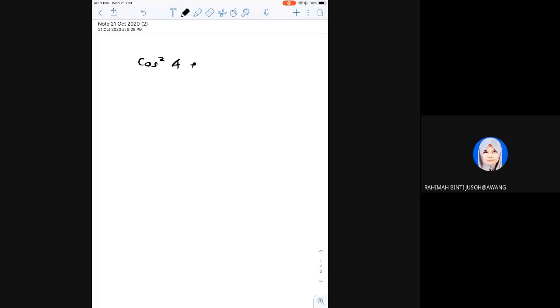Cos squared A plus sin squared A equals to 1. Maksudnya dia kena sama A dengan A. So, this is the trigonometric identity. Trigo identity formula. Identity. Okay. So, doesn't matter. Kalau cos squared 3t plus sin squared 3t also equals to 1. As long as ni sama. Okay, dia wajib sama. So, dia apply any values. Got it?